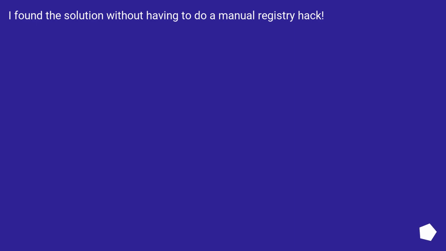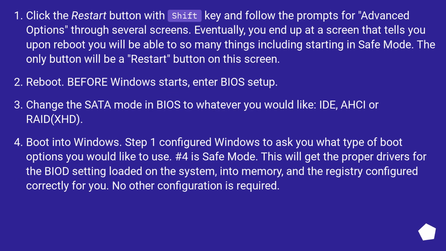I found the solution without having to do a manual registry hack. Click the Restart button with the Shift key held and follow the prompts for advanced options through several screens. Eventually, you end up at a screen that tells you upon reboot you will be able to do so many things, including starting in safe mode. The only button will be a restart button on this screen.